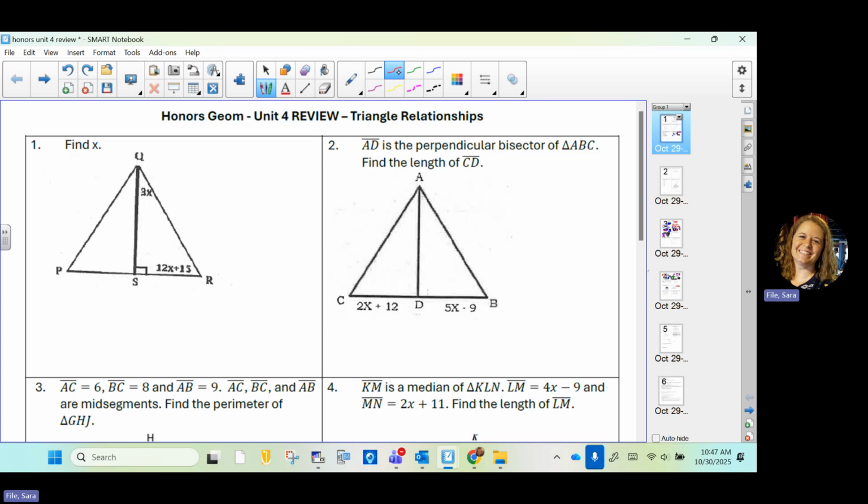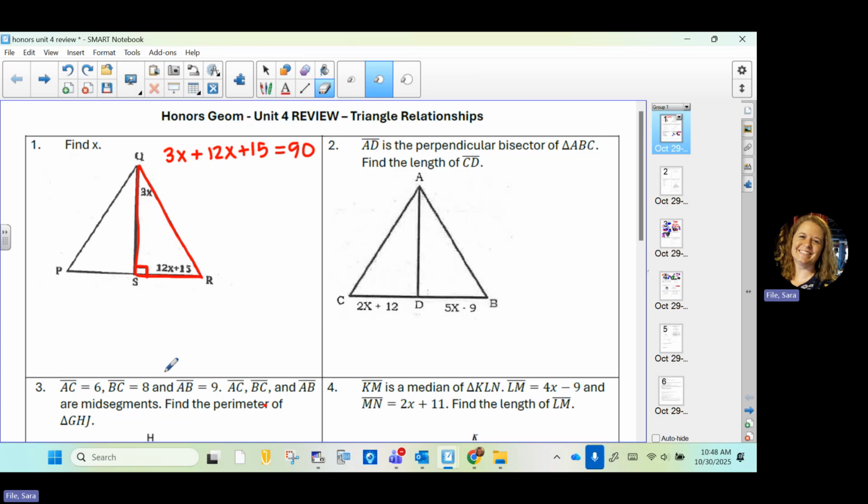Now, what I know about right triangles is that the two acute angles have to be complementary because 90 degrees is used up by the right angle. So there's only 90 degrees left for the whole triangle, correct? So you can set it up as 3x plus 12x plus 15. So the sum of the two acute angles has to add to 90. That's what complementary means. They add to 90.